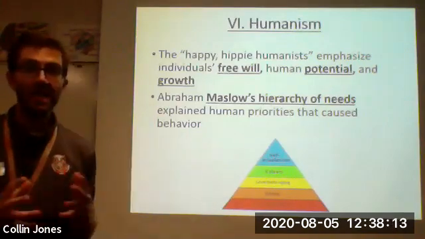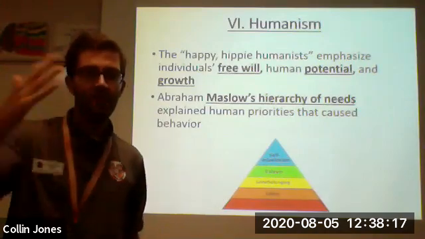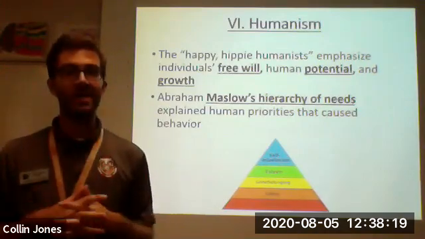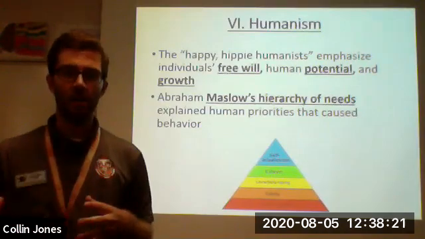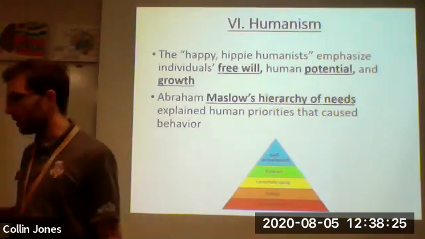Abraham Maslow, you may have seen this chart before, and I'll blow it up in a second for you, but he developed this idea that for people to reach their potential, they have certain things that have to happen along the way. He called that his hierarchy of needs. You may have studied this in another class or maybe health. It's a humanist idea that we need to help each other reach our potential.